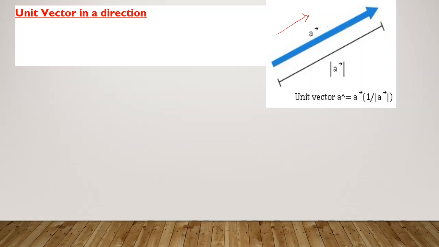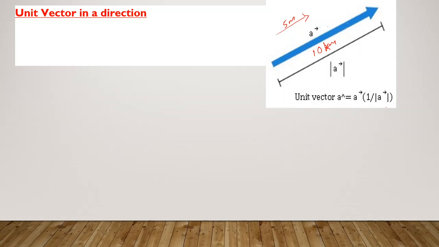See here, the vector A has some magnitude. Maybe 10, or maybe 20. I'm going to take it as 5 meter, or kilometer, your wish. Okay, so there is one vector. They have given a vector with some magnitude in a particular direction. Now I want a unit vector in the same direction.